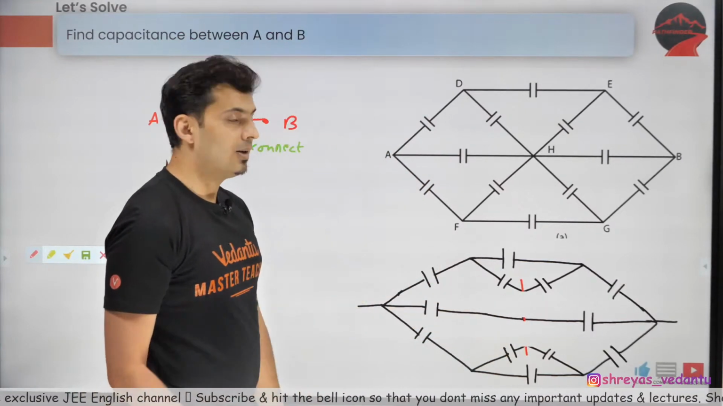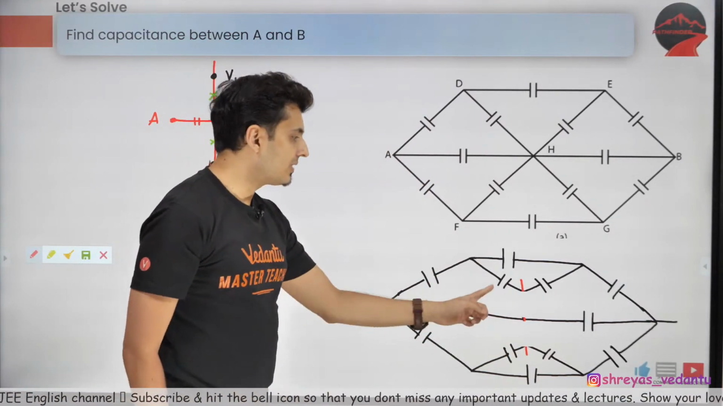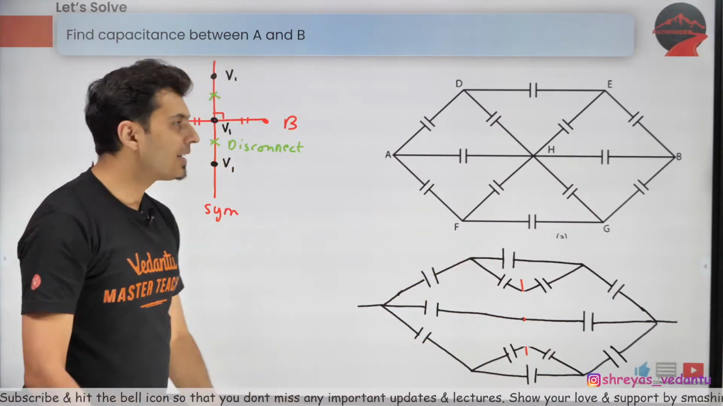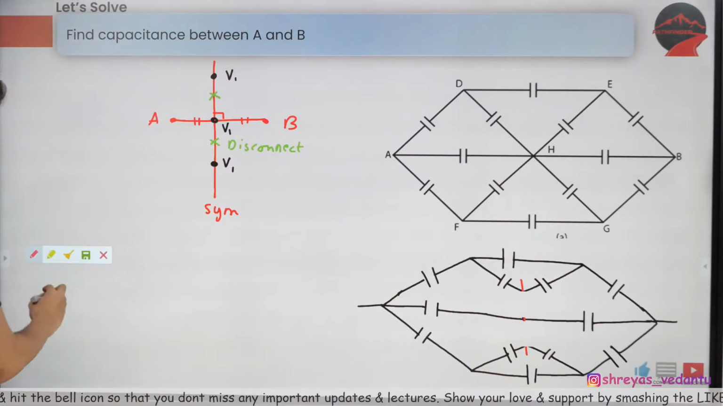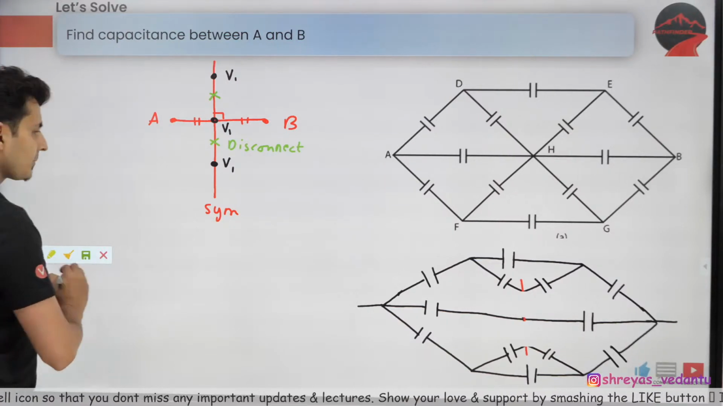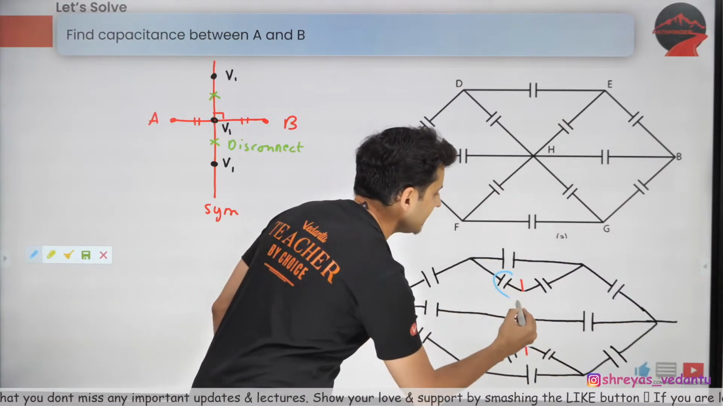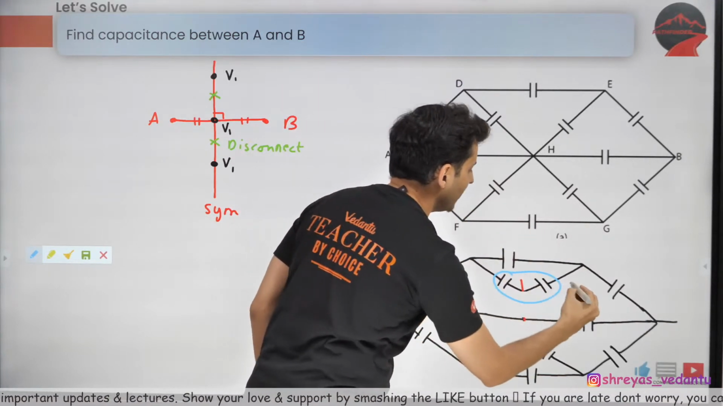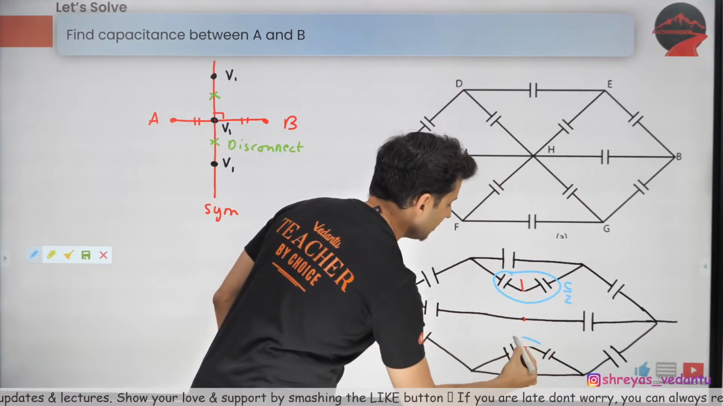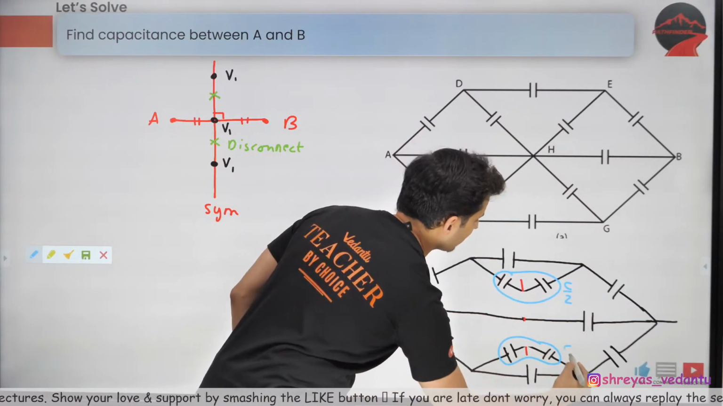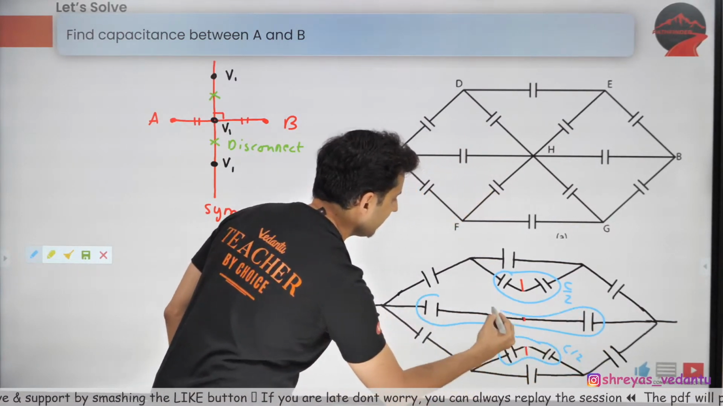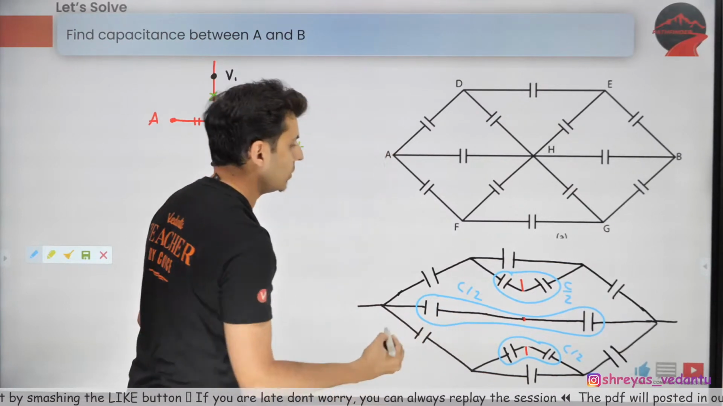Now it becomes a very easy problem because these 2 are in series, these 2 are in series, parallel, series, everything is simple. So that's all you need to do. First of all, these 2 are in series. In series it will not become 2C, it will become C by 2. So C by 2. These 2 are in series, so C by 2.